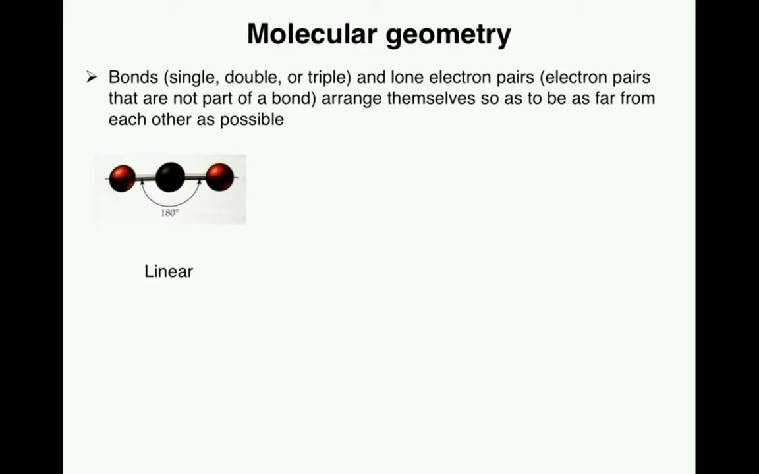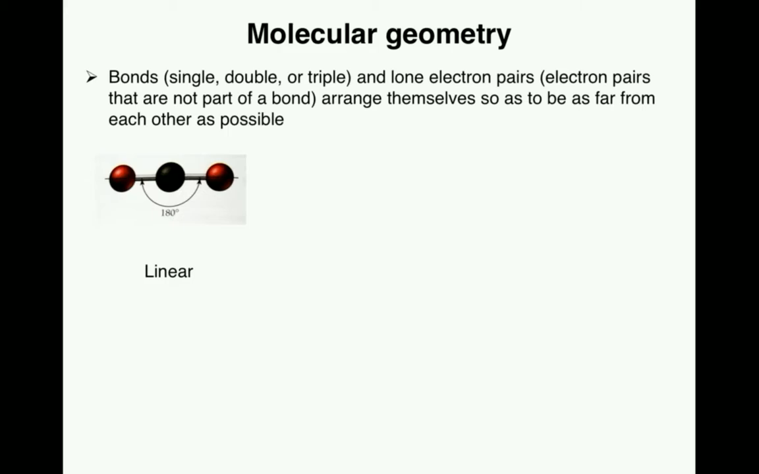If a central atom has only two bonds and no lone electron pairs, these bonds can position themselves opposite one another, with an angle of 180 degrees between them. This molecular geometry is called linear. An example of a linear molecule is carbon dioxide. Carbon does not have any lone electron pairs in carbon dioxide.